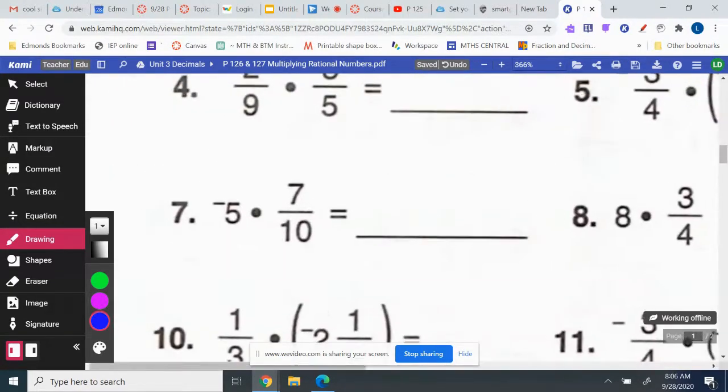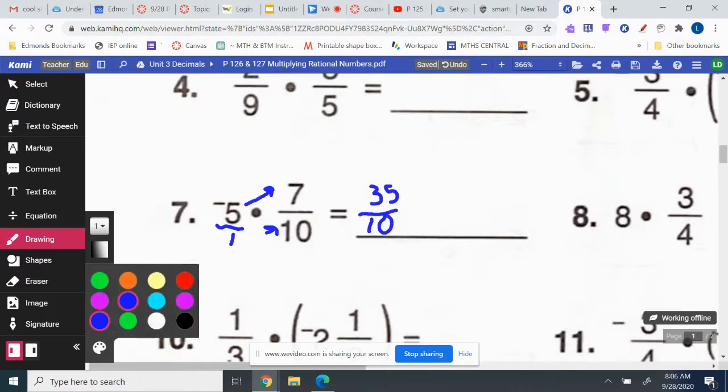Number 7, they have a whole number times a fraction. Well, that doesn't work in the world of math, so we need to change this into a fraction. Whole numbers are easy to change into fractions because we just put them over 1. Now I can multiply straight across. So I have 5 times 7, and that gives me 35, and then 1 times 10 gives me 10.